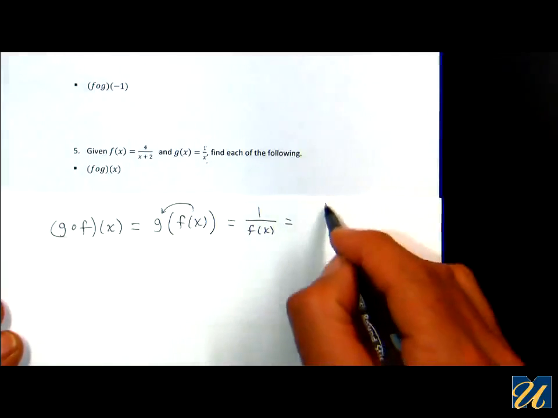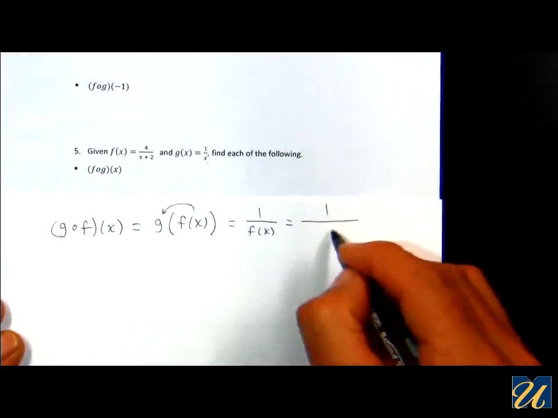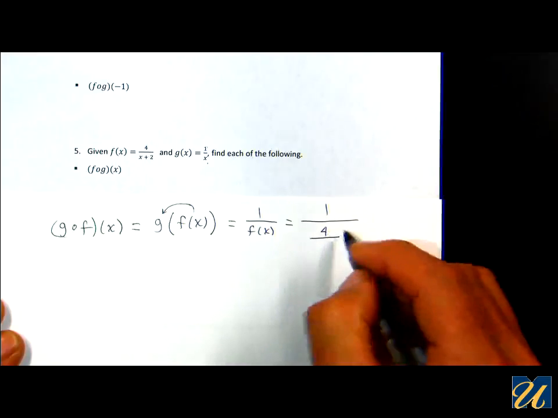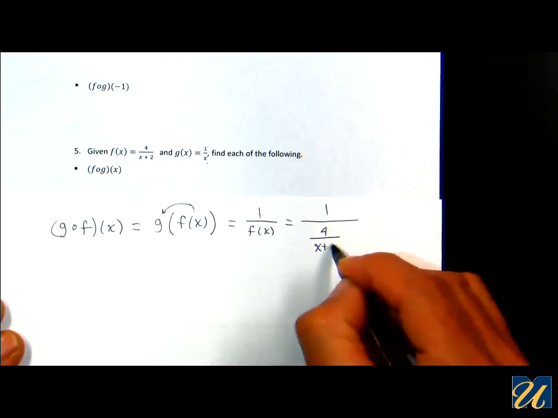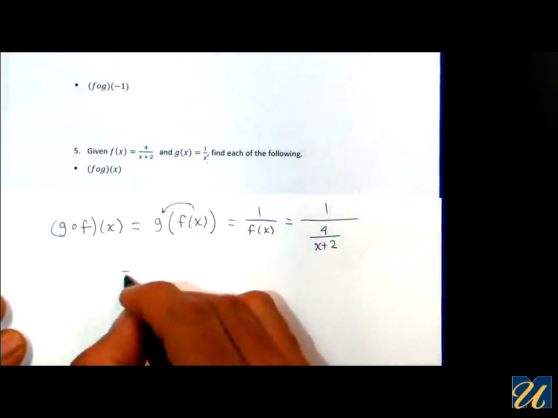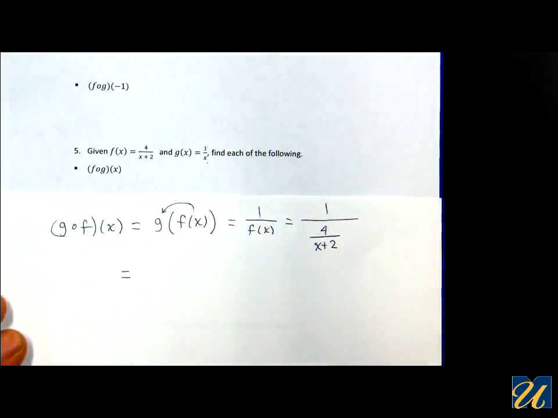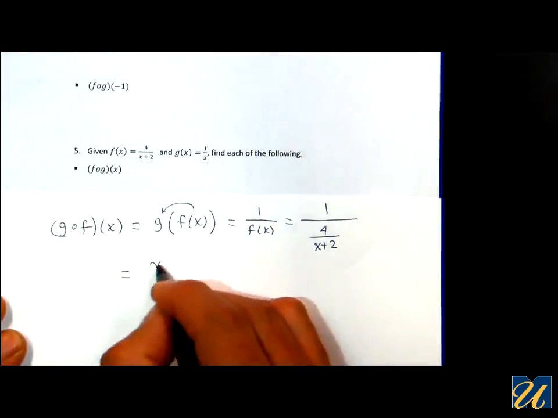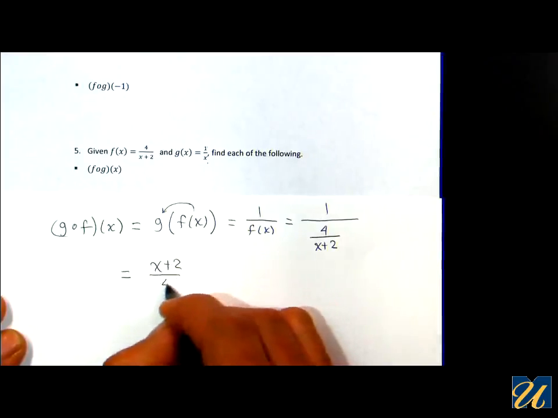So that's 1 divided by, what's the f of x function? It's 4 divided by x plus 2. Okay. And 1 divided by a fraction means to take the reciprocal. So 1 divided by 4 divided by x plus 2 means x plus 2 over 4.